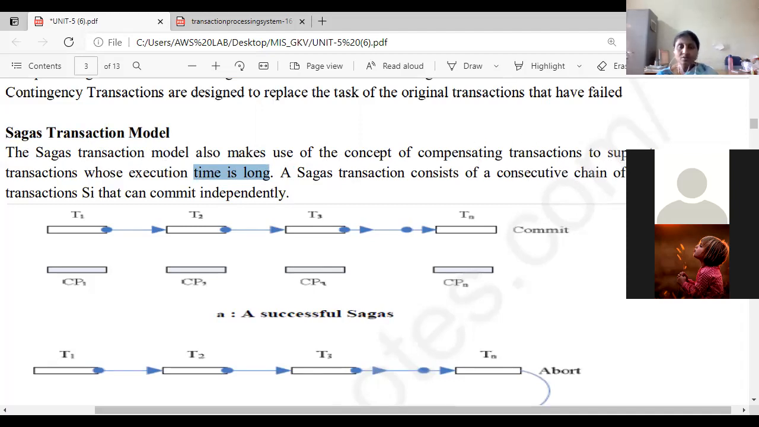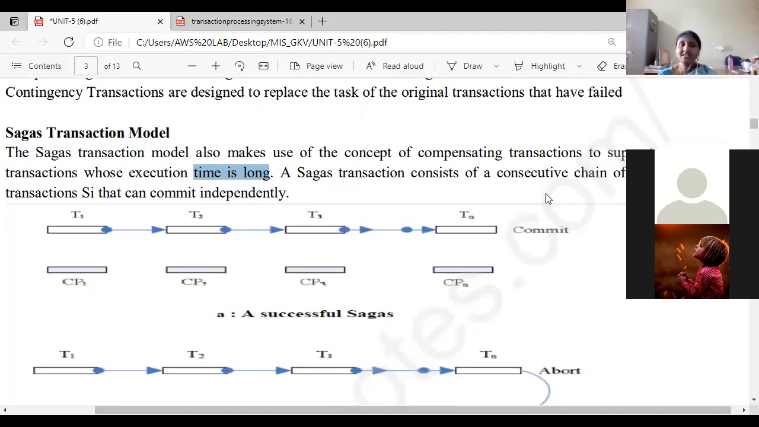Just now we have seen. So what is the purpose here? We are going to support the transactions whose execution time is very long. Suppose for a certain number of transactions, the execution time is very long, and it is taking more time to execute a particular type of transaction. For supporting such transactions, the Saga's transaction model has been introduced.